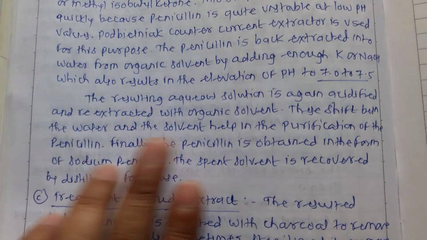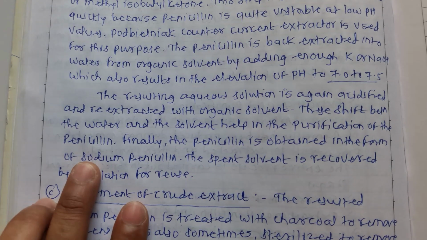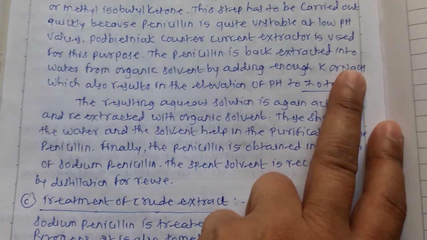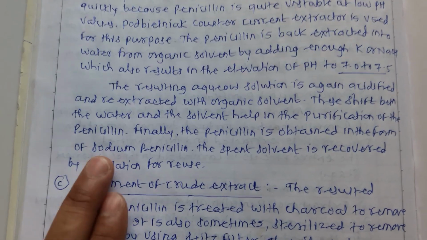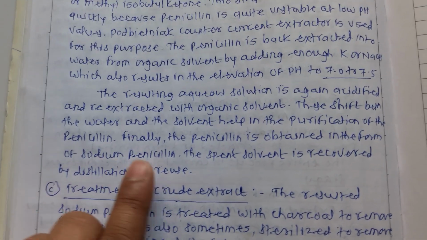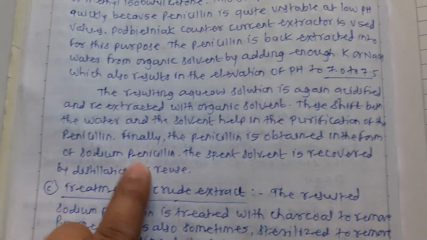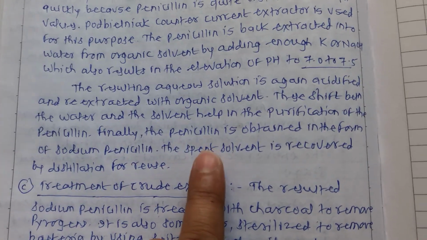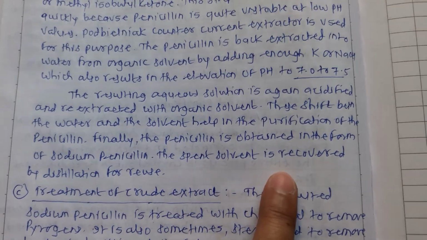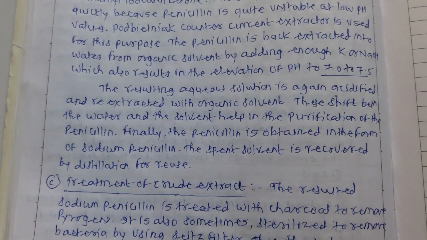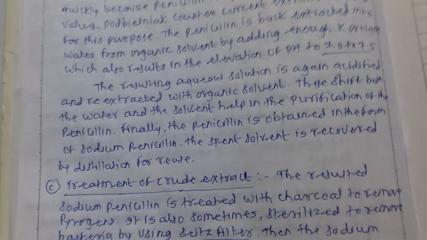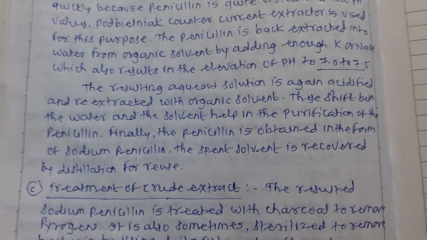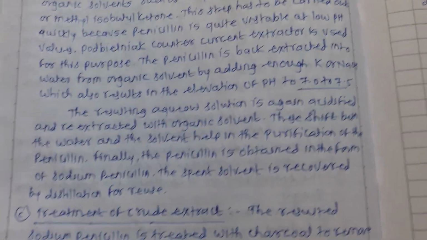And finally the penicillin is obtained in the form of sodium penicillin. The sodium hydroxide which is added, this sodium combines with the penicillin and forms sodium penicillin. Okay, in this sodium penicillin form, the penicillin is extracted. The spent solvent is recovered by distillation for reuse. The solvents are recovered by distillation and reused.